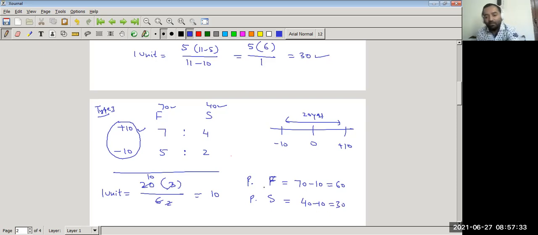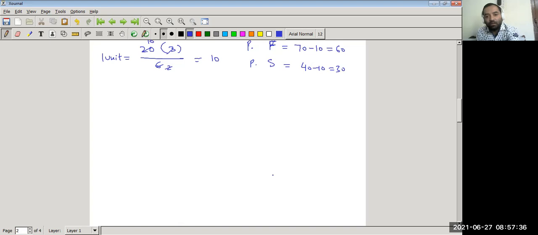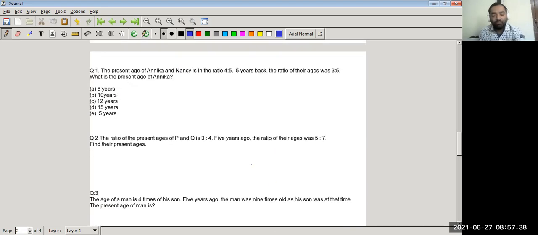So in this way we can solve questions related to ages. Now let us discuss some examples. The present age of Anika and Nancy is in the ratio 4:5. So what is given? We write Anika and Nancy. Present age information is 4:5. 5 years back, 5 years back means before 5 years. Their ages are in the ratio 3:5. So what do we have to do? We have to find the gap.